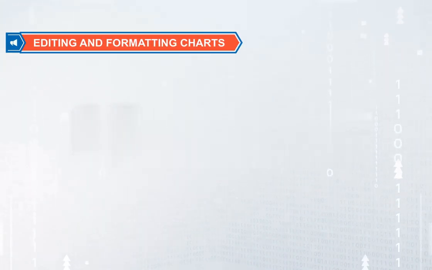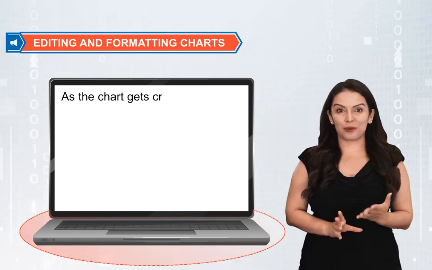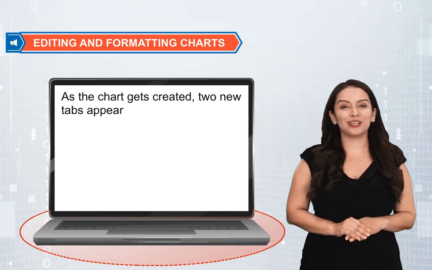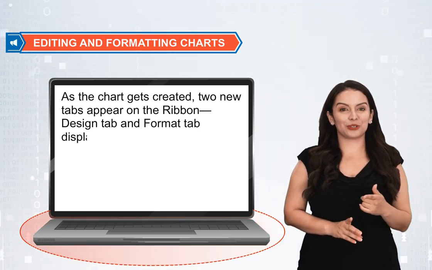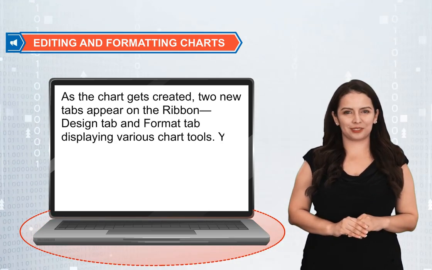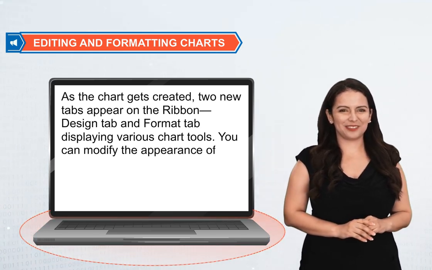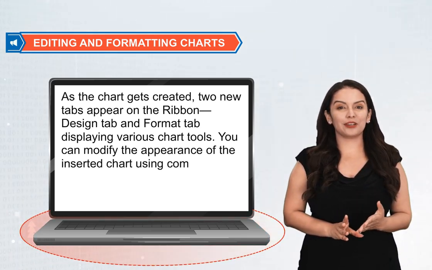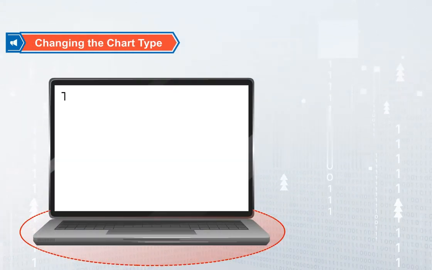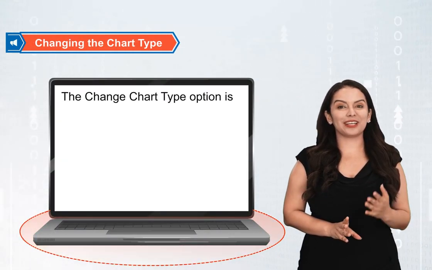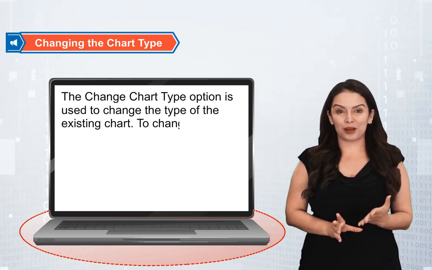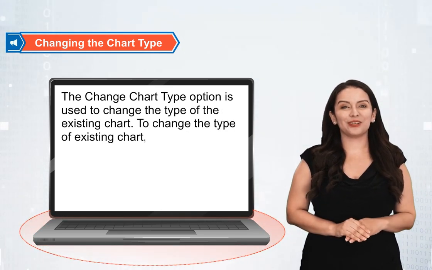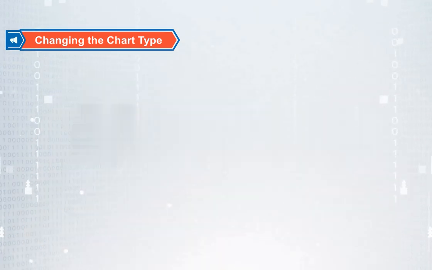Editing and formatting charts. As the chart gets created, two new tabs appear on the ribbon: Design tab and Format tab, displaying various chart tools. You can modify the appearance of the inserted chart using commands in these tabs. Changing the chart type. The Change Chart Type option is used to change the type of the existing chart. To change the type of existing chart, follow the given steps.